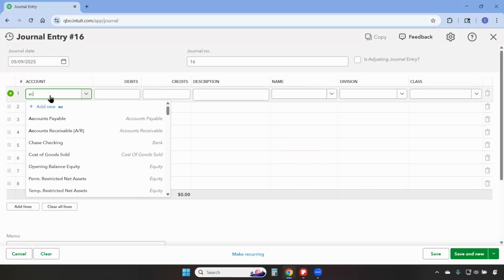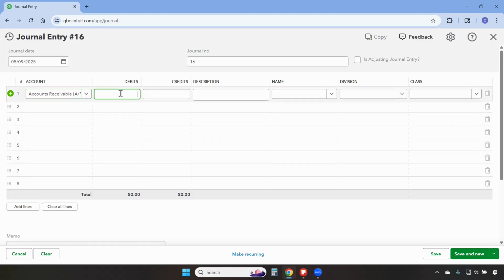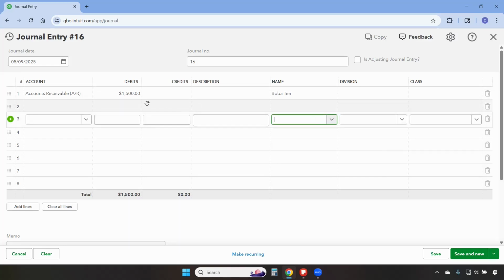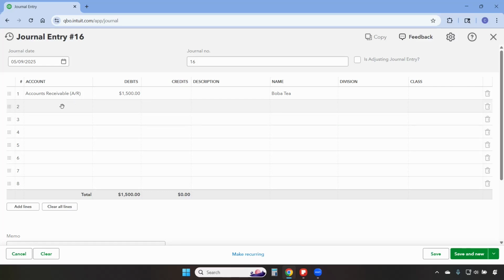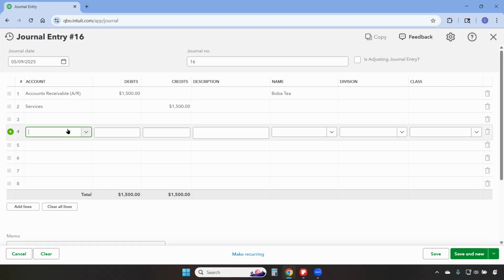On May 9th, in accounts receivable, we're recording the amount of $1,500, which is the amount that we are owed by our customer, boba tea. Debiting this asset account increases it by $1,500. We're recording the income to our services account on the day that it was recognized. Crediting our services income account increases it by $1,500.